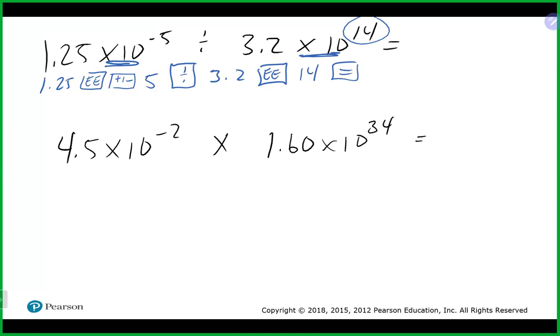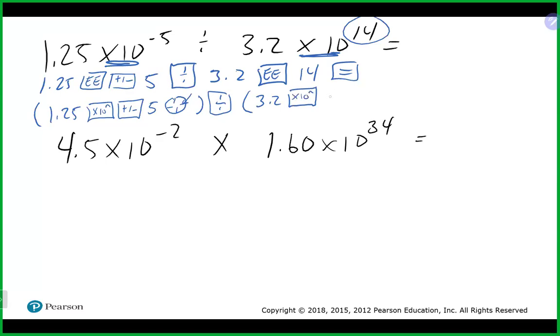If I had the two-tone sort of calculator, I would open a parentheses, 1.25, hit my exponent button, hit my negative button, hit my 5, and close my parentheses, then hit my divide button, open a new parentheses, go 3.2, hit my exponent button, and that's positive, so I'll go 14. Once again close my parentheses, and hit equals. On any of those, you should end up with, I don't even know, let me punch it into my calculator, I lost it, let's see.